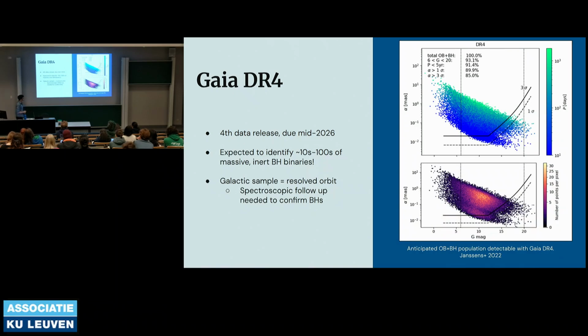And because it's a galactic sample, we get the resolved orbit, so it's an SB1 system at least. Then it's just a matter of finding the ones where you can identify the host and getting the velocities within the host in order to get the full SB2 and one-to-one mapping that we like so much.